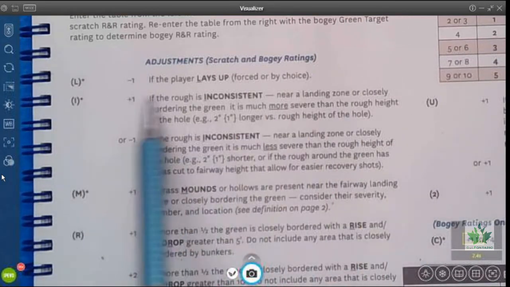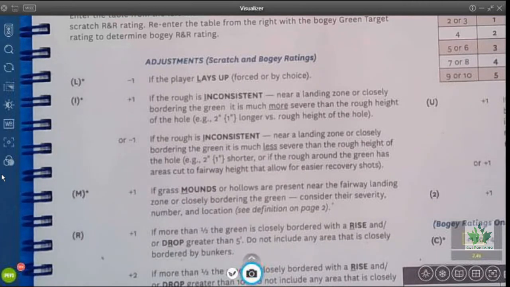This one is pointless as far as I'm concerned. I hardly ever used it. The one time we had to use it was at a USGA seminar, calibration, where they try to trick you anyway. They try to trick us by putting on a hole where the rough was inconsistent.